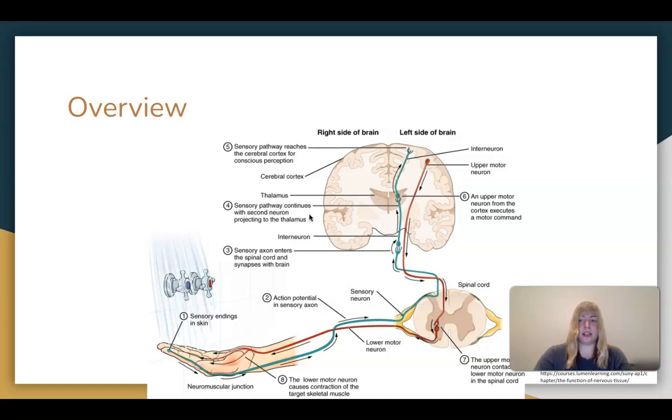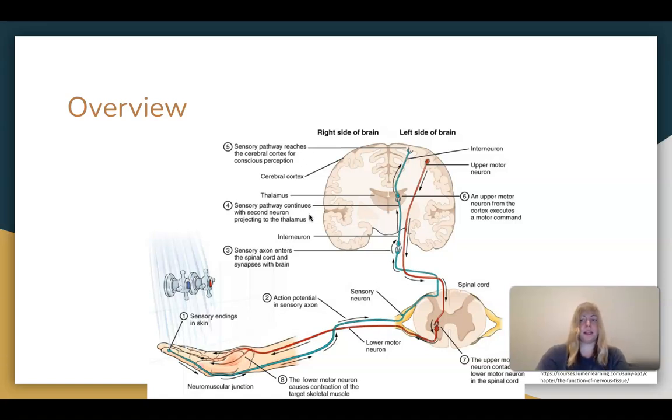And finally, this is an example of the whole process, just very brief. So it begins with sensation in the peripheral nervous system being sent to the central nervous system. And then it shows how the central nervous system processes the information. And then a response from the brain is sent back to the target tissue. And you can see how the spinal cord plays a role and how the sensory pathway gets projected to the thalamus and then back to the hand.